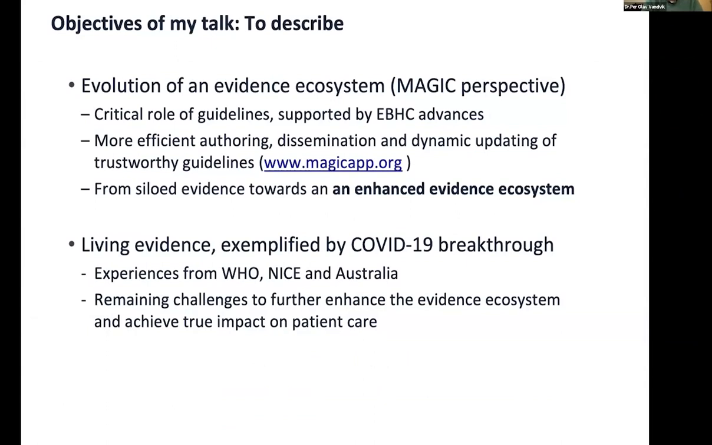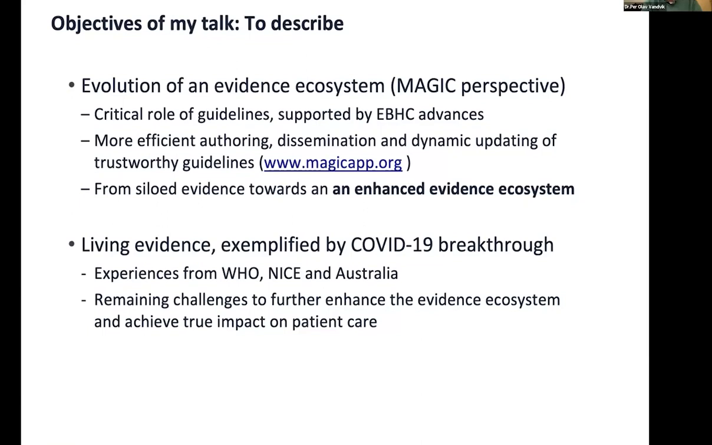I will start out by talking about evidence-based healthcare advances and how guidelines are critical for those of us meeting patients in our practice. I'll talk a little bit about technology, how we developed a platform to achieve more efficient authoring, dissemination and dynamic updating of trustworthy guidelines. And then a few words about evidence still being in silos and why we moved to develop what we called a digital and trustworthy evidence ecosystem, but also talk a little bit about different evidence ecosystem models.